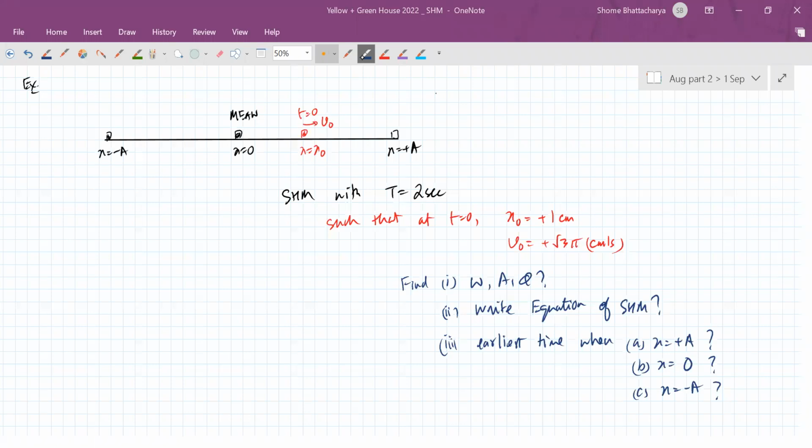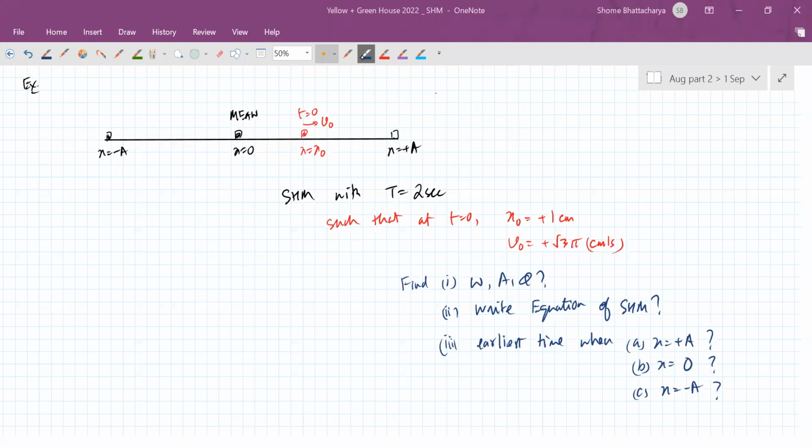Yes, correct. All three values are correct for omega, amplitude, and the phase constant. So just work out the second part now, the second and third part. Yes, that's correct. So basically, once you got the first three things correct, the second part is all right.